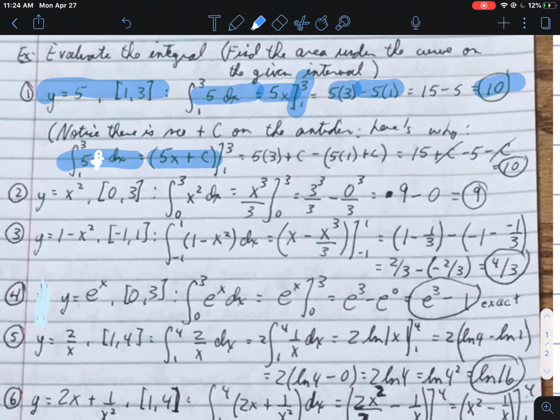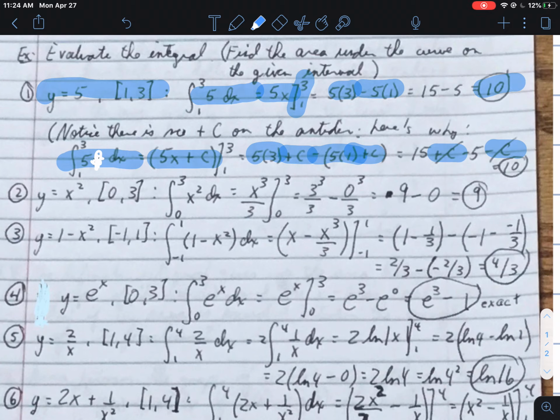So we plug in the upper limit, which is 3. I've got 5 times 3 plus c. Minus, we plug in the lower limit. I've got 5 times 1 plus c. But then notice what happens when you distribute this negative through the parentheses, the second half of this thing. You get 15 plus c minus 5 minus c. And so those c's end up subtracting out.